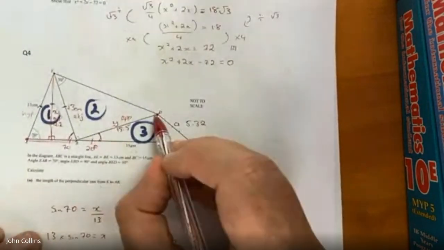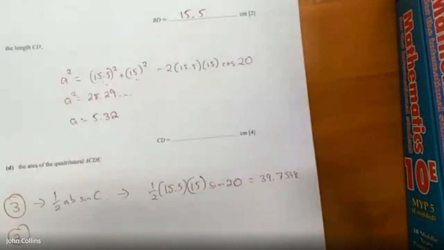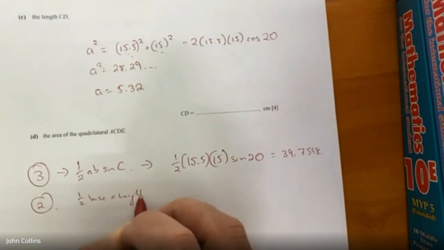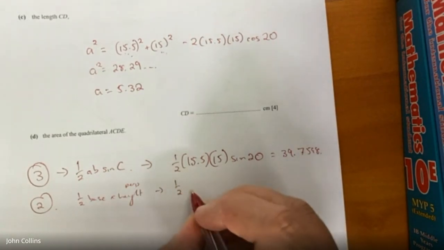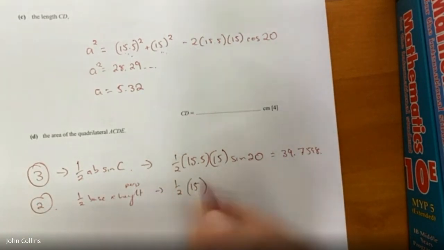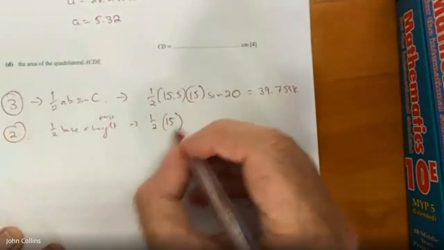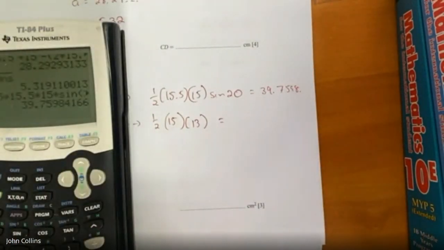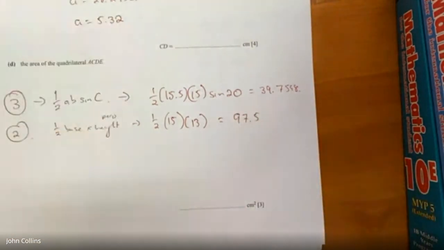Okay. The right angle triangle, that's area 2. It's going to be just half 15 times 13, because I know that's the perpendicular height. Half base times perpendicular height, which is a half 15 times, I've already forgotten, 13. Okay. 97.5, whatever units it is.